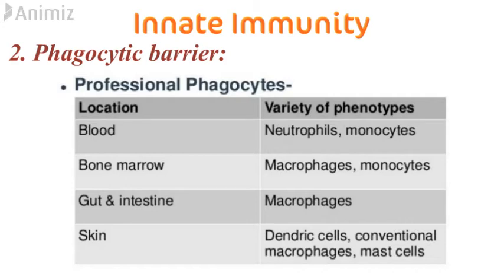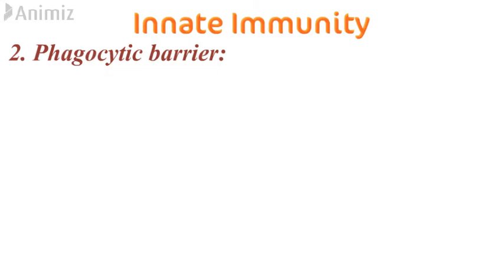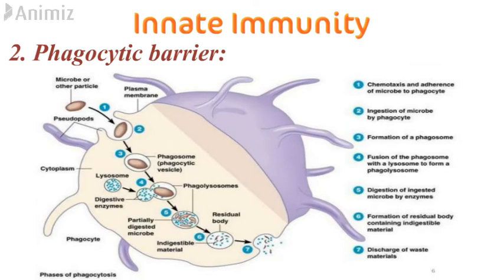We have professional phagocytes like neutrophils and monocytes in blood, and macrophages and monocytes in bone marrow, etc., which have a receptor on their surface, and phagocytosis is their primary function. And we have non-professional phagocytes like lymphocytes in blood and lymph nodes, and epithelial cells in skin, which do not have a receptor on their surface. Here are the different steps involved in phagocytosis.